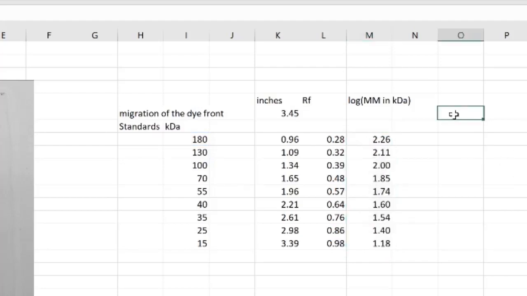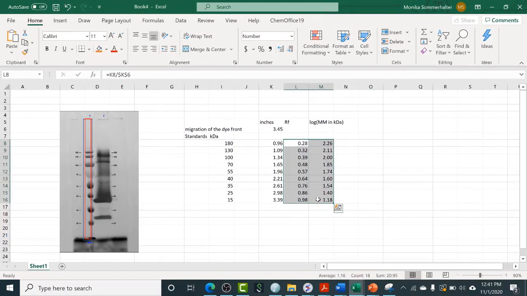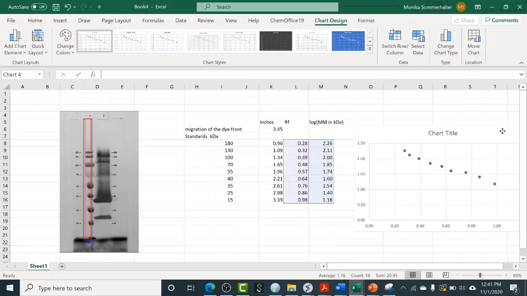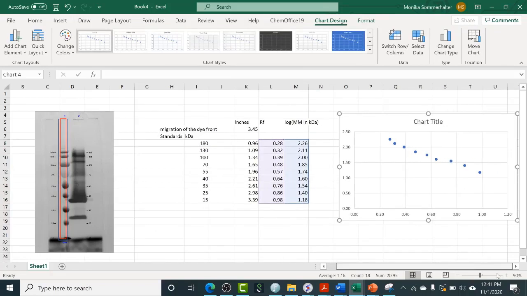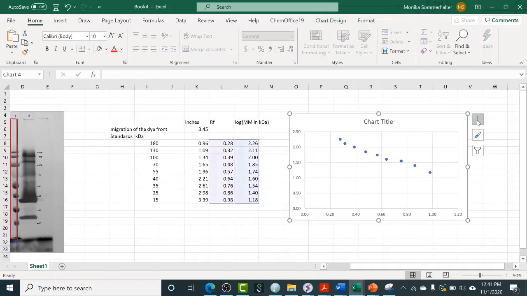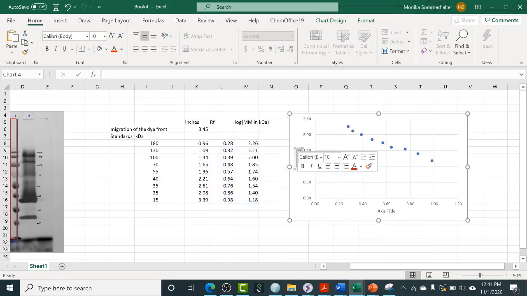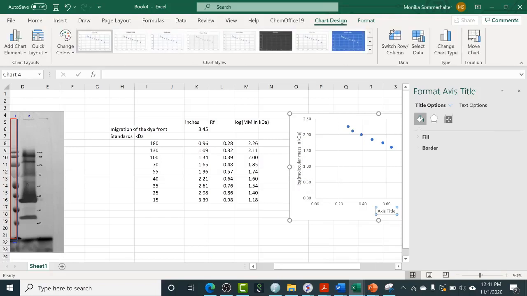And then I'm making a graph to see if I have a linear relationship or if it would be better to use an extrapolation. It's not necessary to have a short title, but definitely you need the axis labels. So on the y-axis is the log of the molecular mass in kilodalton, and on the x-axis is the relative mobility, or the RF value.